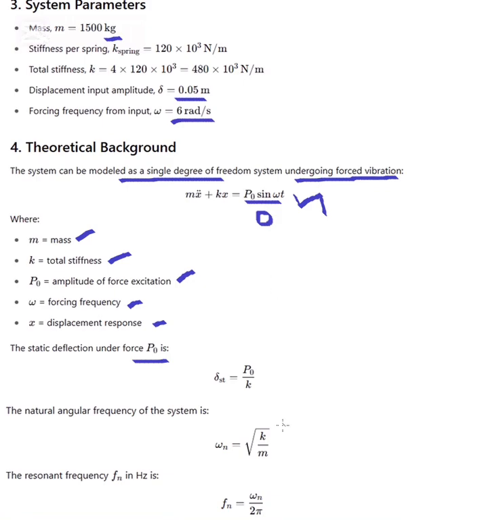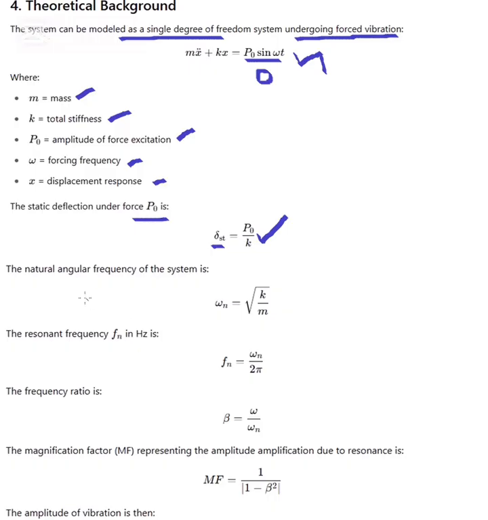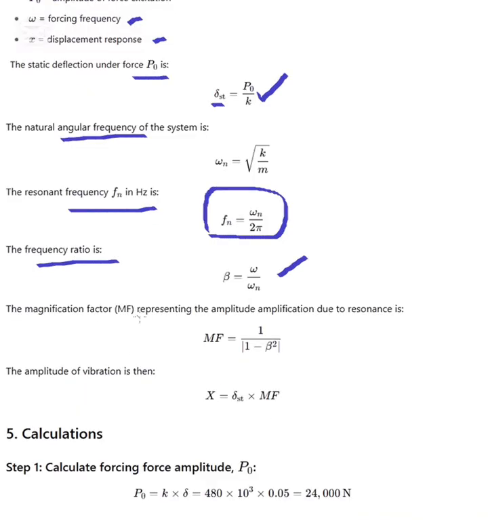Static deflection we know: force divided by stiffness gives displacement. The natural frequency is omega n equal to square root of k by m. The resonant frequency is fn equal to omega n by 2 pi. Frequency ratio we know, beta equals omega by omega n. So the magnification factor is 1 by (1 minus beta squared), where beta is the frequency ratio.